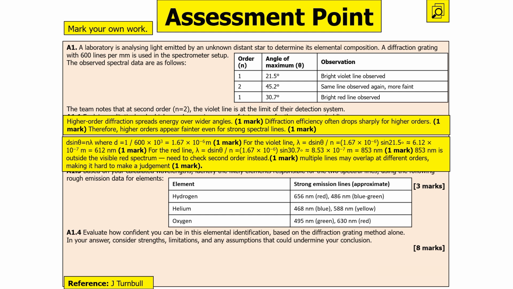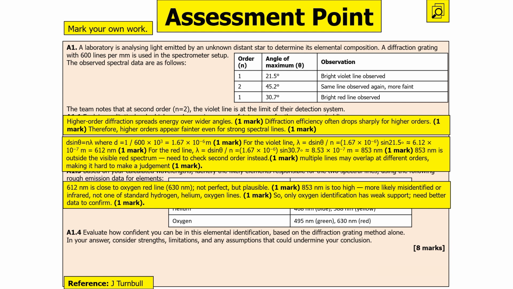We get 853 nanometers. 853 nanometers is outside the visible red spectrum, so you will need to not use that order, but the second order instead. And also, multiple lines may overlap at different orders, making it harder to make a judgment. 612 nanometers is close to the red oxygen line, but it's not perfect, but it could be plausible. That's that one. 853 nanometers is too high, so it's either misidentified or it's infrared. It's not one of the three lines given, so only the oxygen identification has weak support, so we need some better data to confirm.